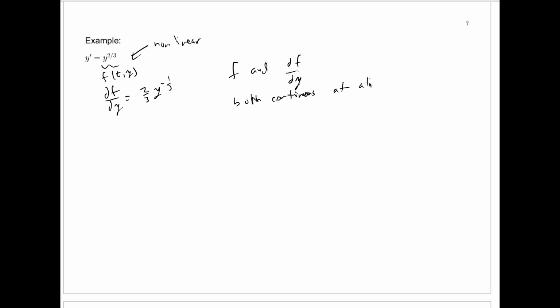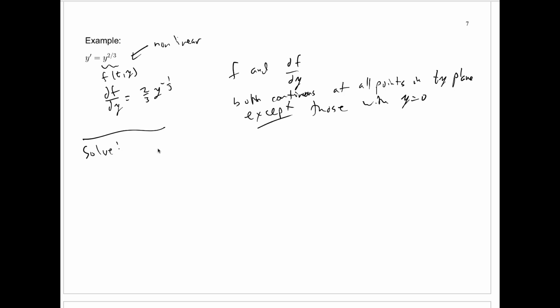At all points in the ty plane, except those with y equals 0. And let's find our solutions. How do we solve this differential equation?